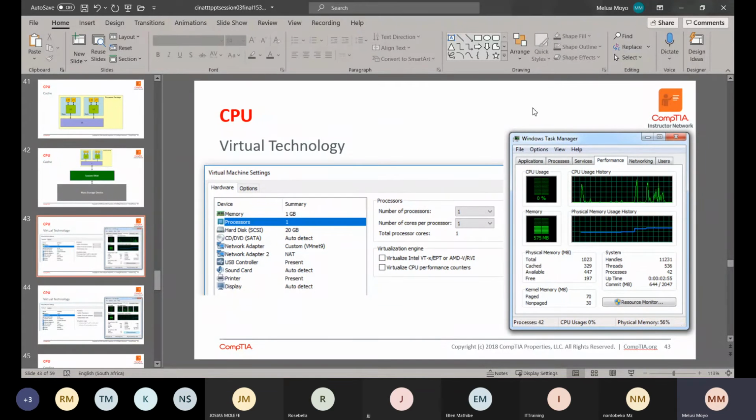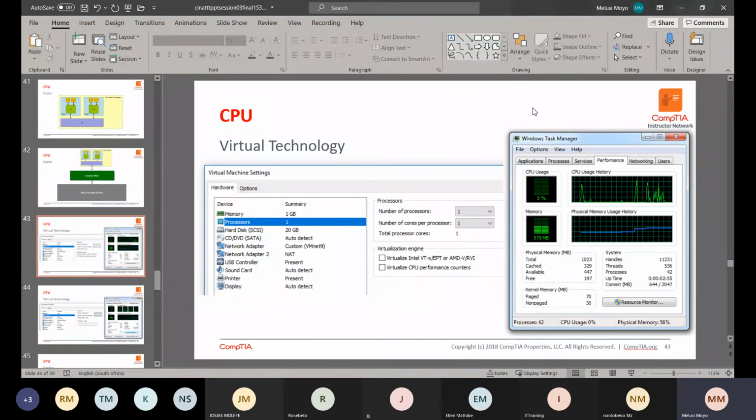So without virtual technology, we can only run maybe one operating system at a time. But yes, we can have a dual boot machine. Dual boot means that sometimes if I want to run Windows 10, I can boot my machine from Windows 10, right? Or next time I want to use Windows 7, I can switch on my machine to boot from Windows 7. But those 2 operating systems cannot run simultaneously in my machine at the same time. That's the problem with dual boot, right?